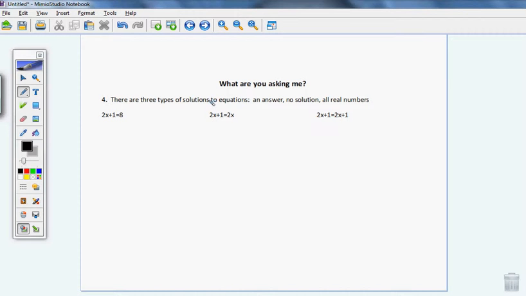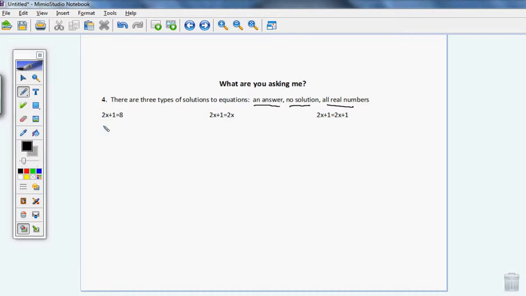Three types of solutions to equations. An answer, you can actually work through a problem and get an answer. You can get no solution, or sometimes all answers work to problems. So understand, I'm not talking about systems of equations here where there's two equations. I'm talking about just solving an equation.